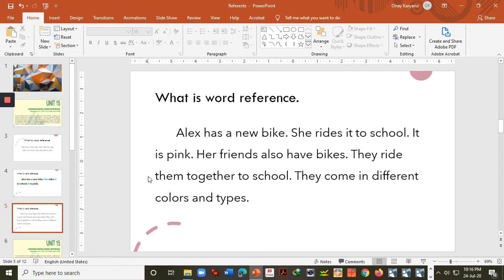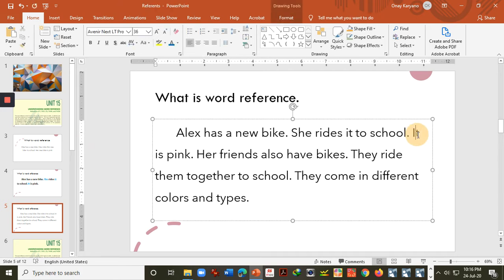When you substitute a noun like this one, a person, it's clear, because you can always use she or he if it refers to a person. But when we refer to a thing or things, it could create trouble like this. She rides it to school. It's clear because we have mentioned the new bike. How about this? It is pink. Is the word pink here for the word school or for the words new bike?